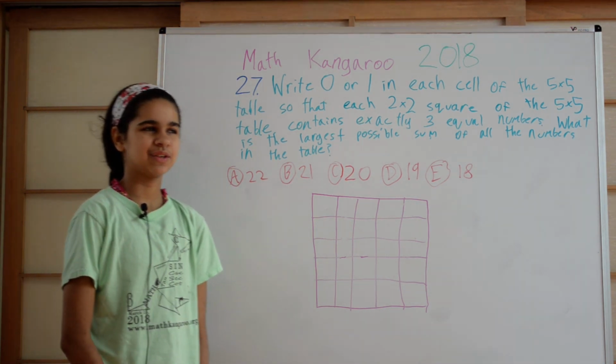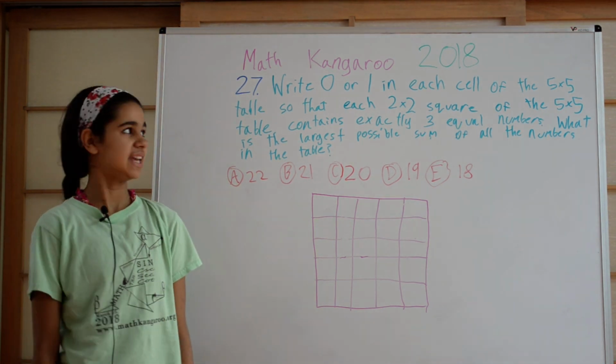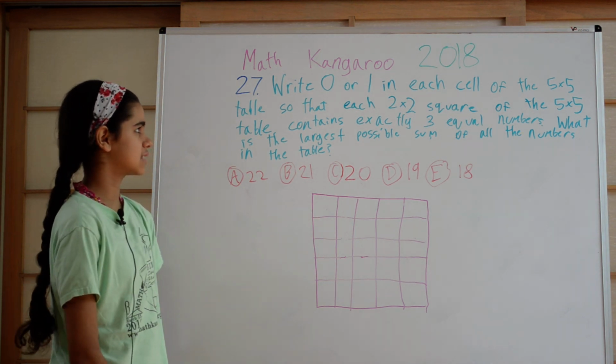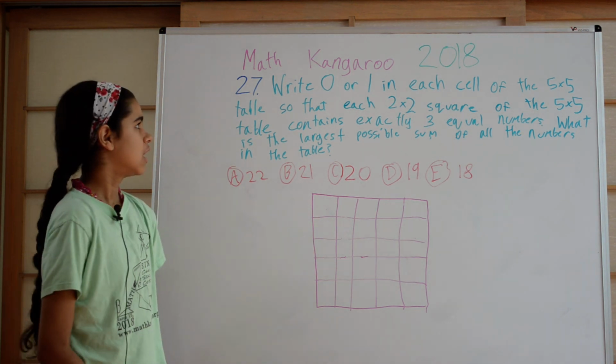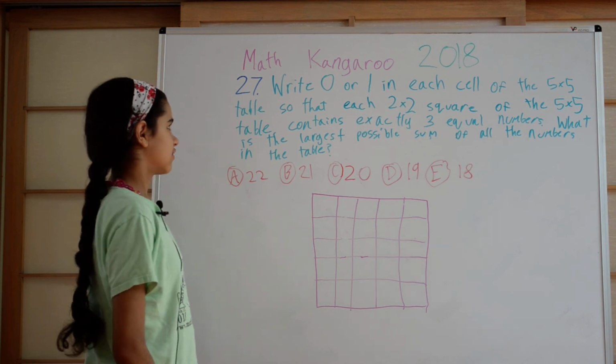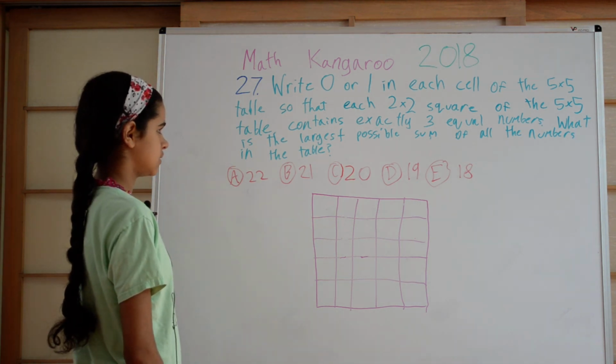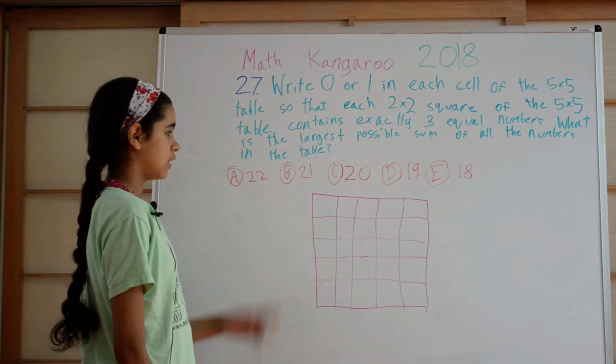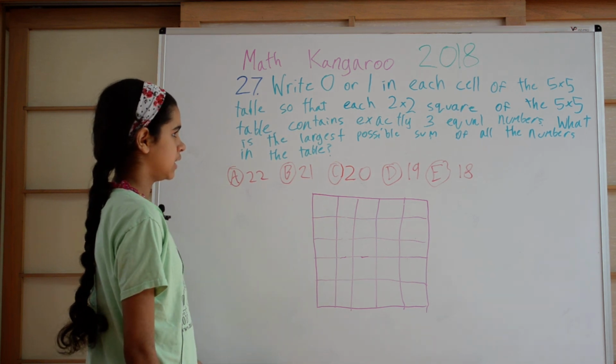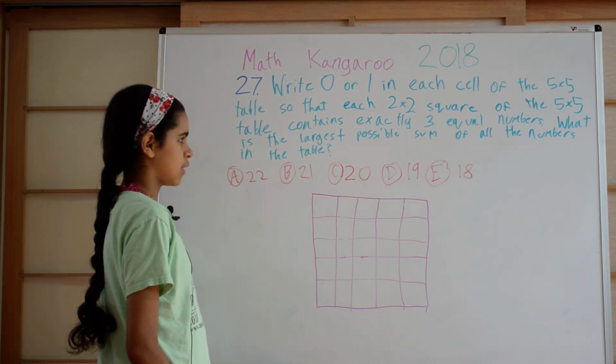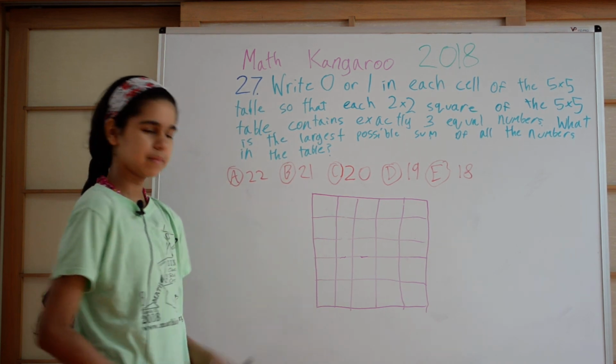Hi, today I'm going to show you how to solve problem 27 from the 2018 Math Kangaroo grades 5 to 6. Here's the problem. Write 0 or 1 in each cell of the 5 by 5 table so that each 2 by 2 square of the 5 by 5 table contains exactly 3 equal numbers. What's the largest possible sum of all the numbers in the table?